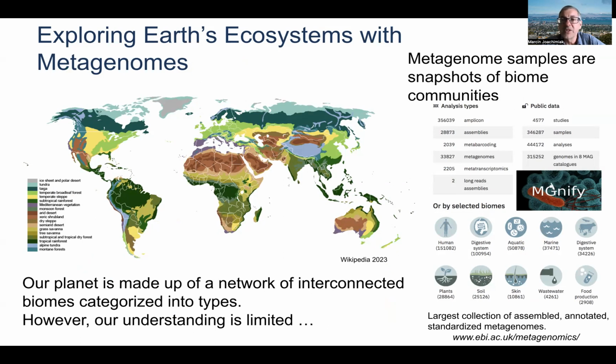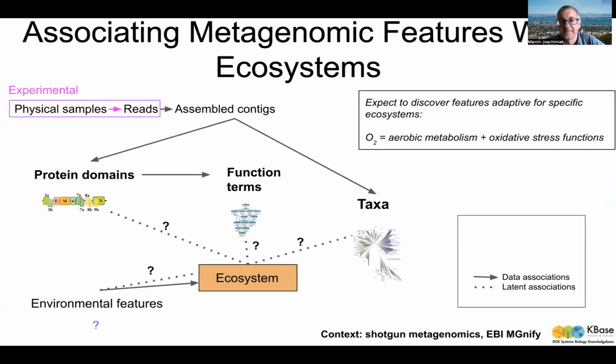We can consider metagenomes as snapshots of biome communities, and we turn to the EBI MGnify resource, which provides data based on published, open, standardized pipelines, along with human curation. To our knowledge, this is the largest collection of assembled, annotated, standardized metagenome data out there. We're interested in learning associations between ecosystems and these metagenomic features.